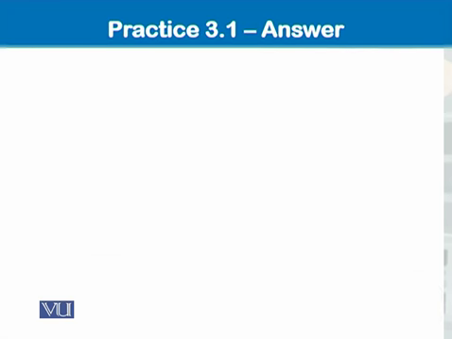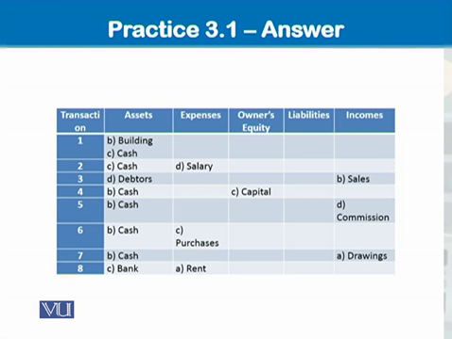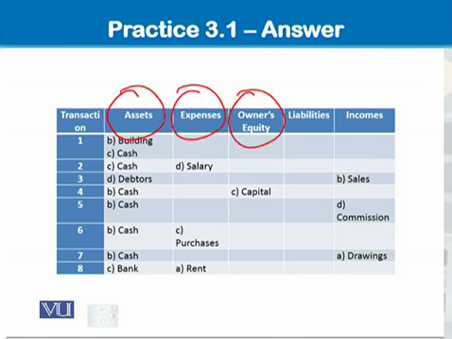Well, this is a sheet that you can keep with you for its answer, in which you see we have these main heads with us, and under these main heads in transaction number 1, building and cash were involved, and so on and so forth. You can have this for the sake of revision with you.